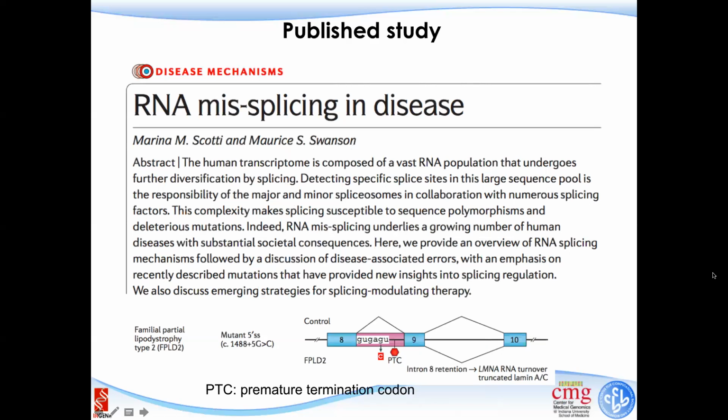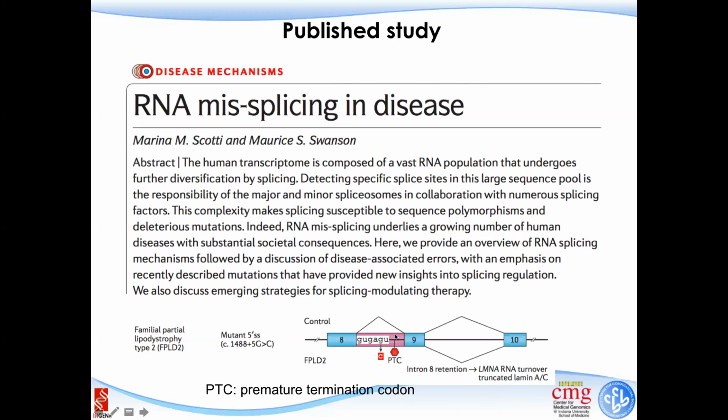But going back to this paper, it summarized some biological evidence that has been proven, showing that certain alternative splicing or mis-splicing mechanisms are really associated with a certain disease. For this example, familial partial lipodystrophy type 2, the FPLD2.